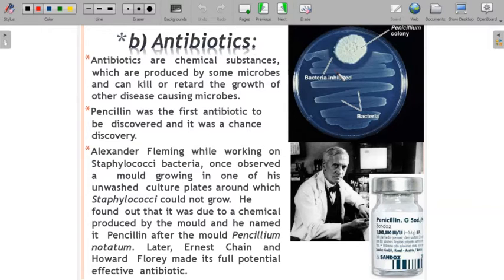There are a lot of demonstrations on this. So we look at an antibiotic. Here Penicillium notatum is able to give a chemical which stops the growth of staphylococci. What is the chemical called? That chemical is called penicillin. Penicillium notatum, a fungus, will produce a chemical called penicillin. This penicillin will kill the growth of microbes. So antibiotics are chemical substances produced by some microbes which will kill or retard the growth of other disease-causing microbes.